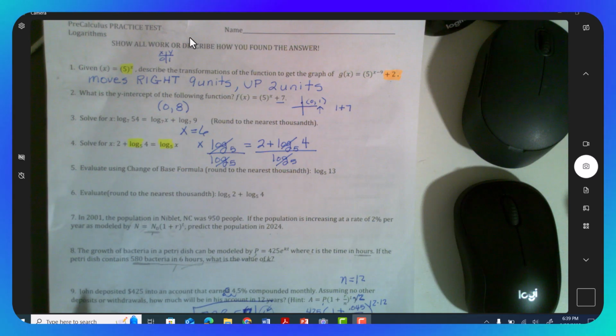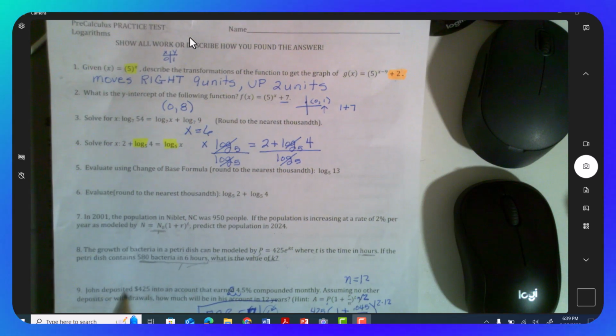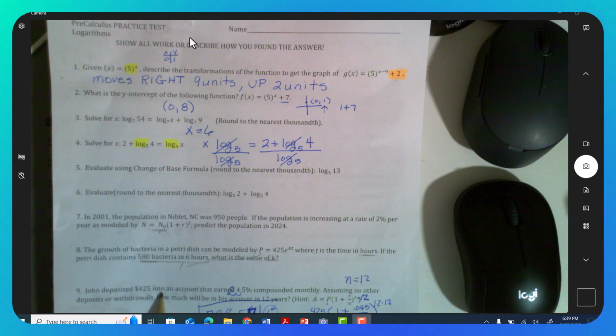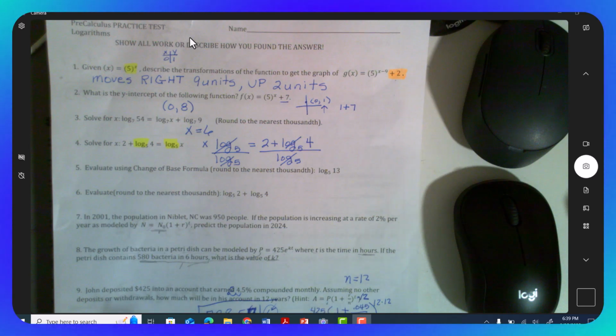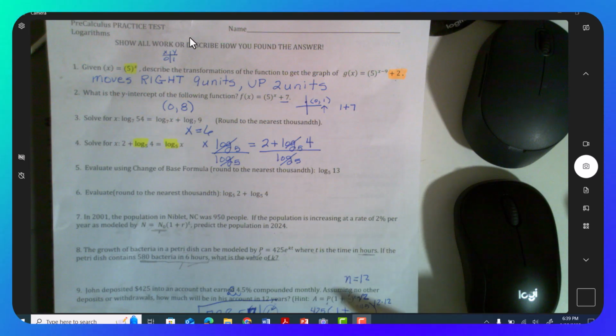Moving down to question number 9, it says John deposited $425 into an account that earned 4.5% compounded monthly. Assume no other deposits or withdrawals. How much will be in his account in 12 years? And here's your hint, here's your formula: A equals P times (1 plus r over n) to the n times t.